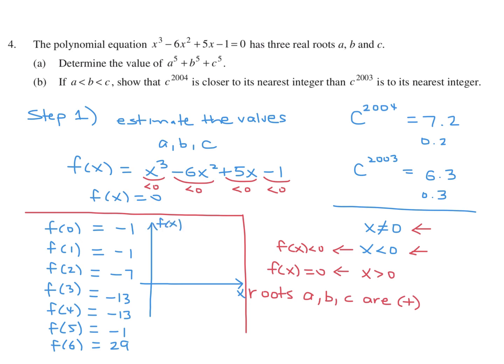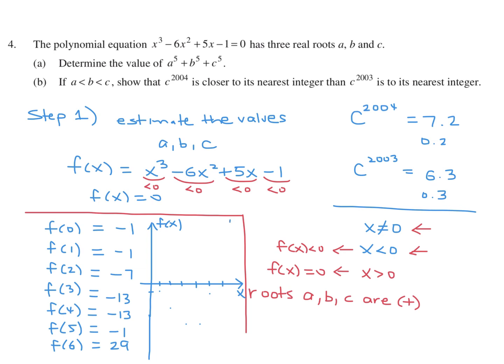So we've got negative 1, negative 1, down, this is for 1. For 2, it drops down to minus 7, so approximately here. And then for 3, it drops down to minus 13. For 4, it stays at minus 13, and then it comes back up to minus 1.